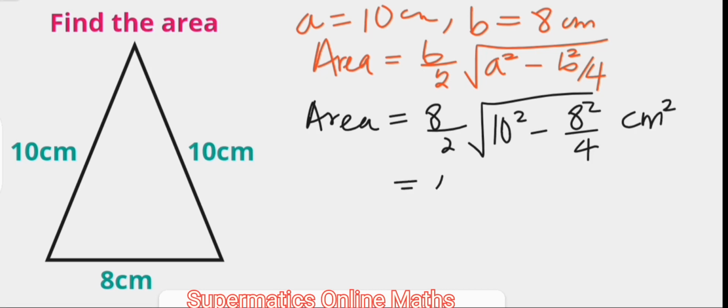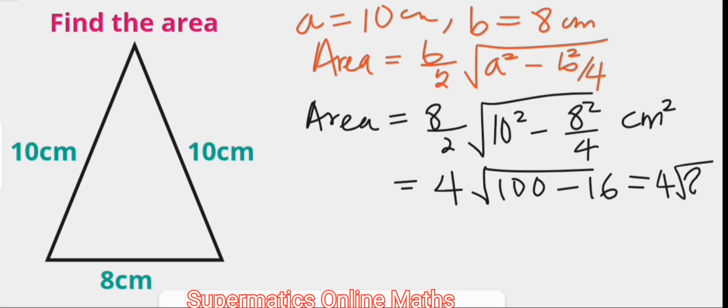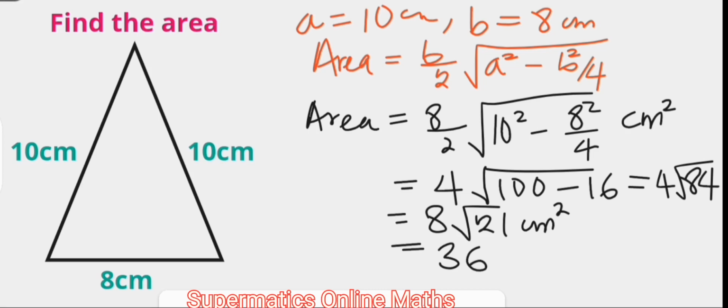And that is going to be 4 times the square root of 100 minus the square of 8, which is 64, and 64 divided by 4 is 16. Meaning that this is 4 times the square root of 84. And 84 is 4 times 21, so the square root of 4 is 2, making the area become 2 times 4, which is 8 root 21 centimeters squared. This may also be written, if the square root of 21 is obtained, as 36.7 centimeters squared to 3 significant figures.